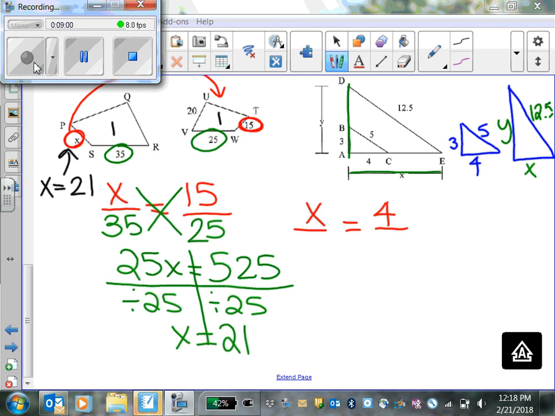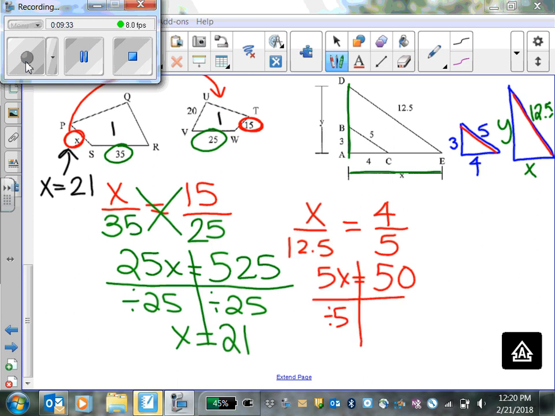So if I was doing it, I would say, okay, 12.5 corresponds to 5. That's what I would do because that's a given one. So 12.5 goes with x, so it has to go here. And 12.5 corresponds to 5 where the 4 is. Questions on that? Hopefully when you cross multiply, you got 5x equals 50. And then you divide it by 5, divided by 5, and hopefully you got 10 for x.